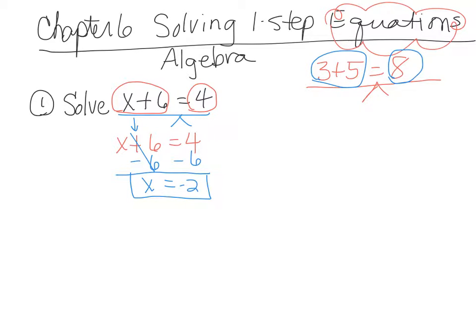And if it's an equation, it stays an equation because you are solving for what you don't know. And you know what 6 is, you know what 4 is, but you do not know what x is until you have solved it. And in this case, x equals negative 2. Nice job. Okay, let's go on to number 2.